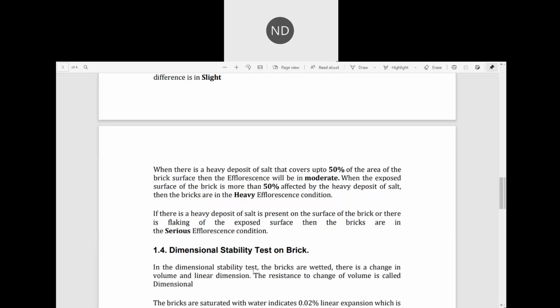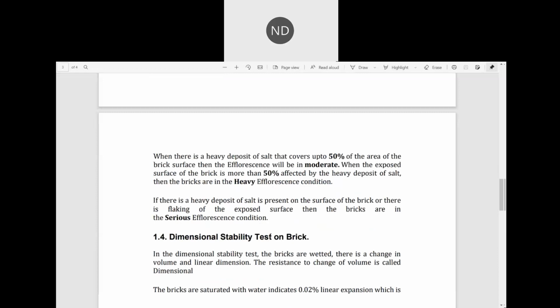For that only we try to find out the efflorescence test, how it will react. Otherwise it will give a very bad look, and also have a little bit of impact on your strength. Okay, so that's why we need to check this.